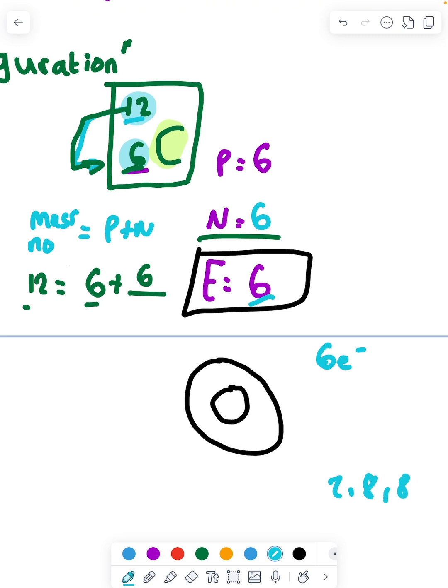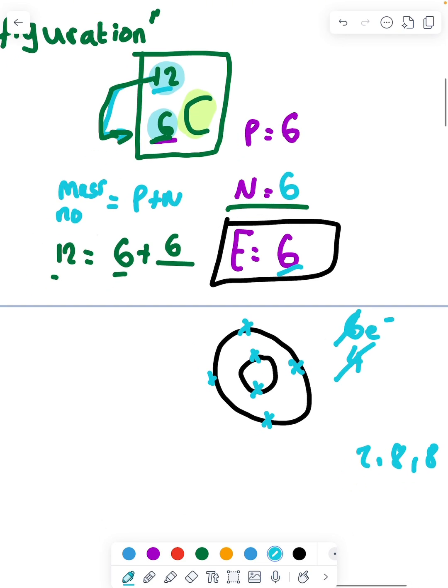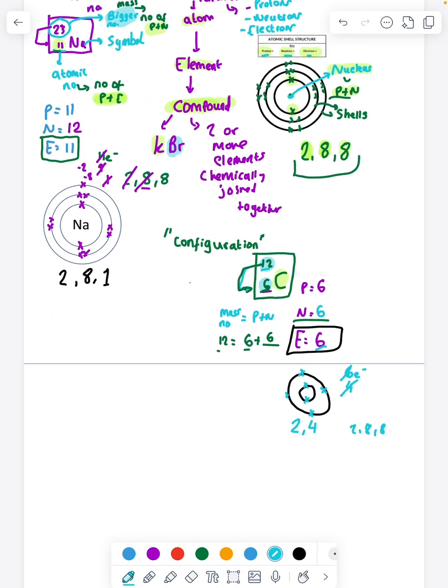So the first shell can only hold 2. Again, we've used up 2 from 6, we've got 4 left. The last shell, 1, 2, 3, 4. We've used up all our electrons. So the configuration of carbon now is 2 and then 4 in the next shell. So 2 in the first shell, 4 in the next. And that's how you do these, right?